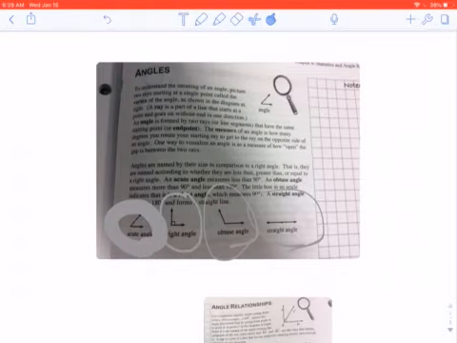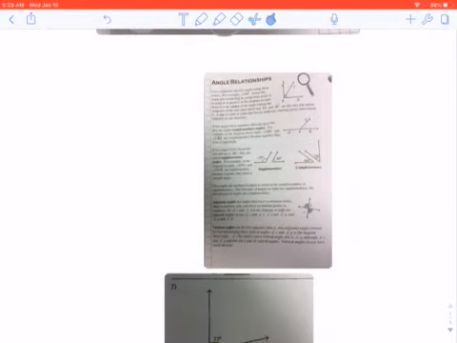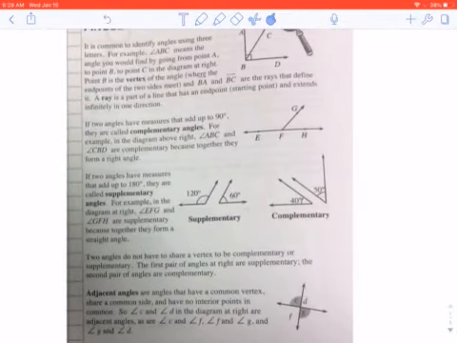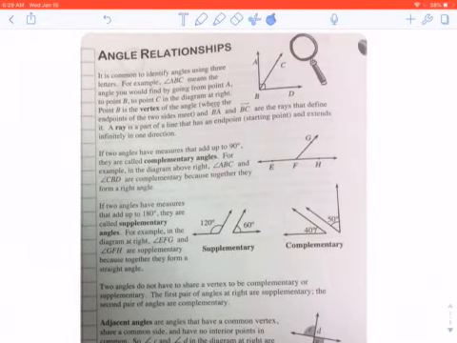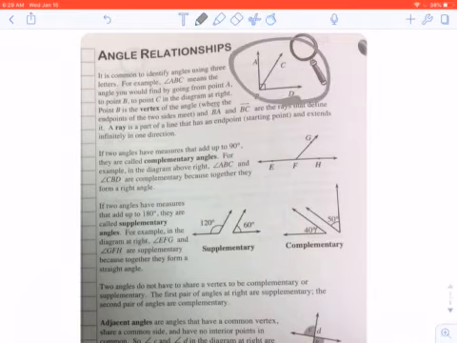Now I'm going to page 78. 78 talks about a bunch of different angles, and the first one I want to talk about is complementary angles. Complementary angles are angles that equal 90 degrees when added together. It can be 2 angles, it could be 5 angles, but they all would equal 90 degrees when put together.